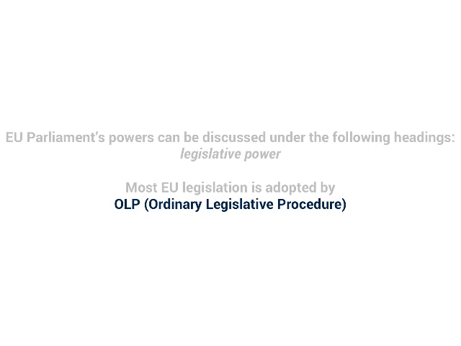Firstly, its legislative power. As we have seen, most EU legislation is adopted by OLP, or Ordinary Legislative Procedure. Pursuant to this procedure, a proposal for a law may only be adopted if both the Council and the Parliament agree to its provisions.